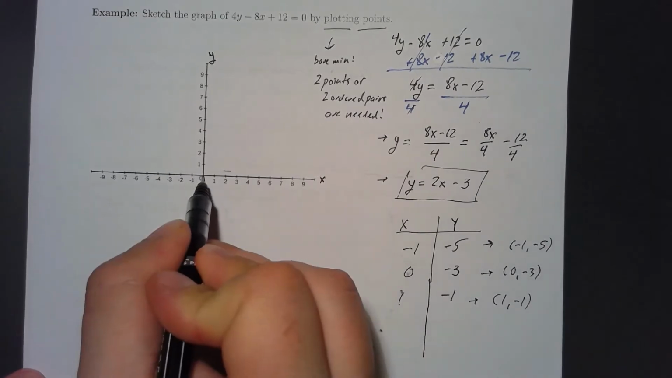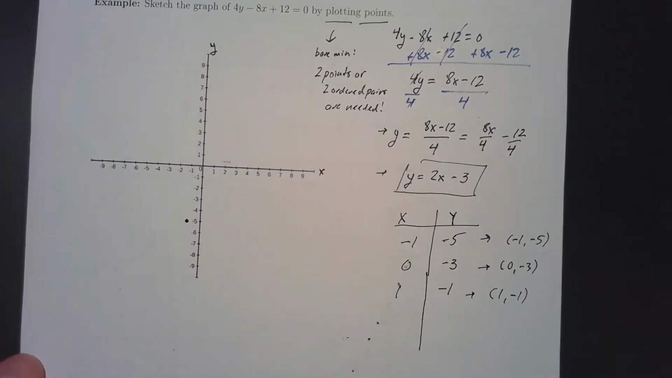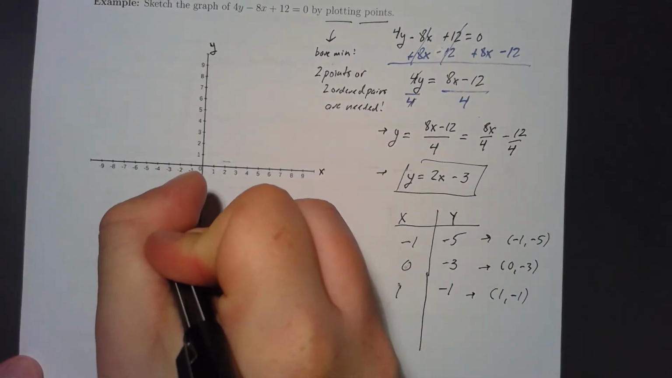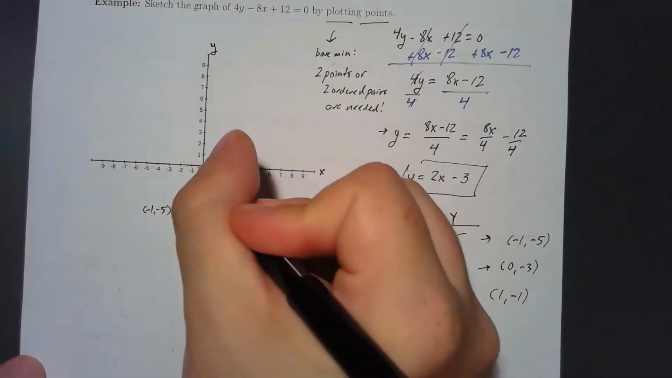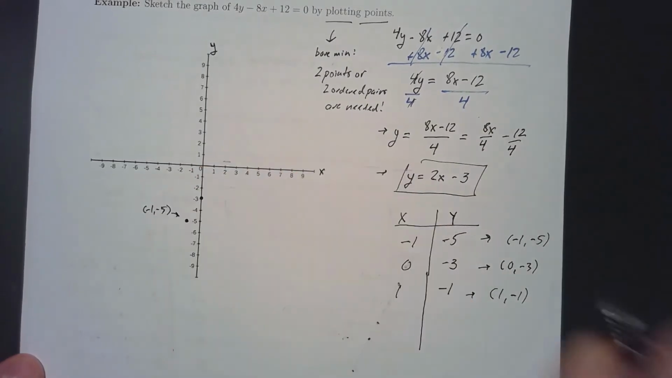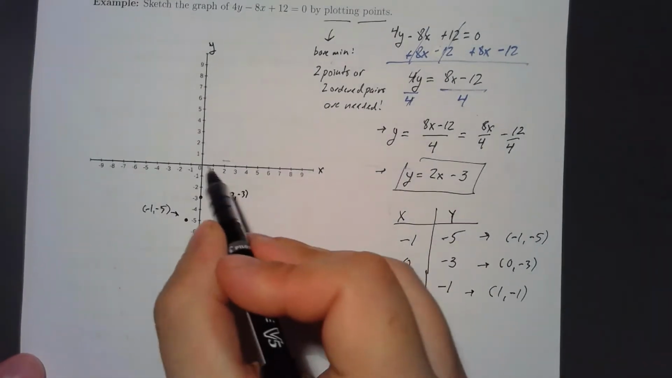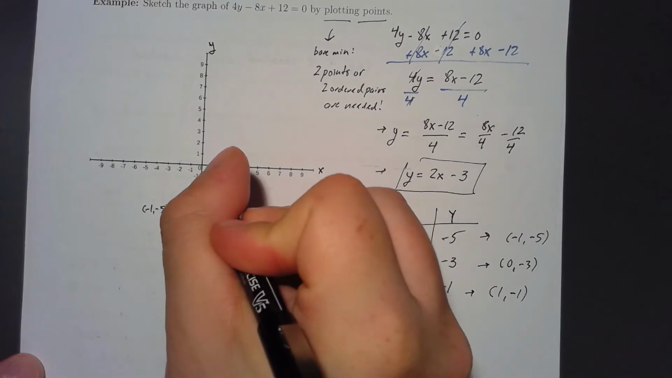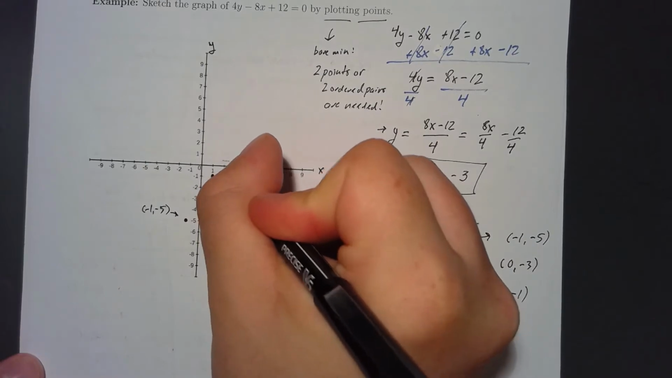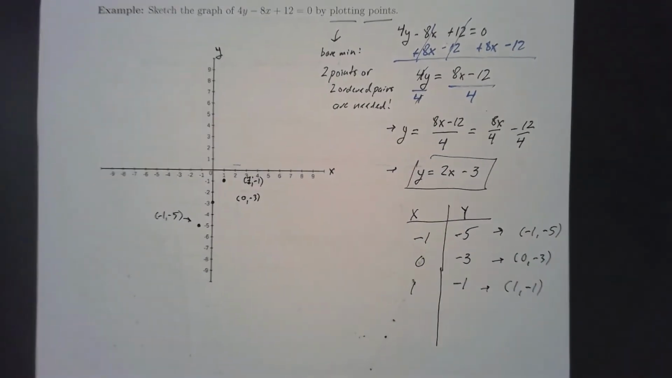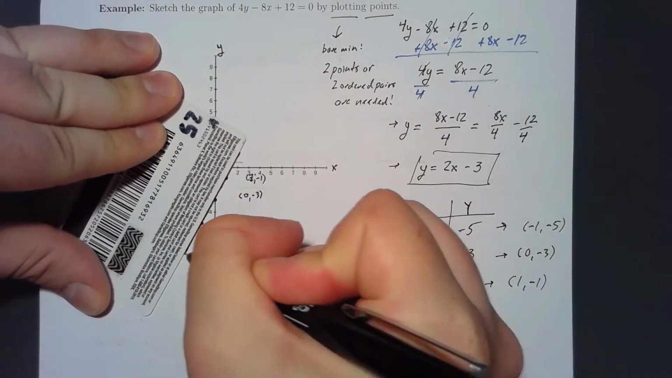So -1, -5: start at the origin, left 1, down 5. 1, 2, 3, 4, 5. So right there, that's that one. 0, -3: I don't move in the x, I just go down 3 in the y. And 1, -1: to the right 1 and down 1. So if I connect those dots, there's my linear equation.